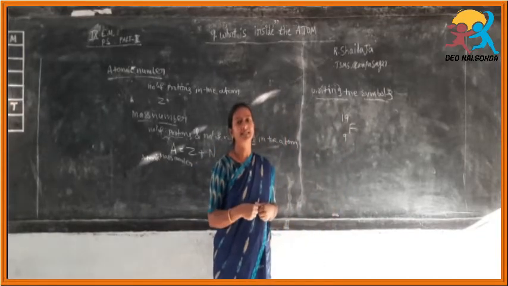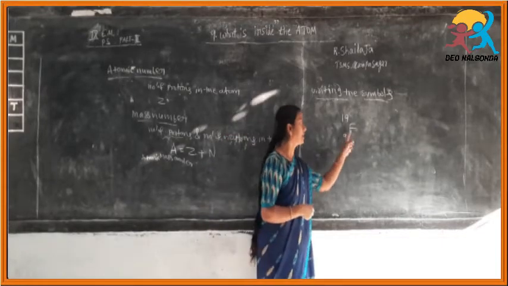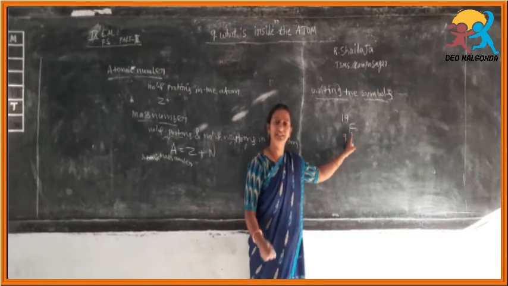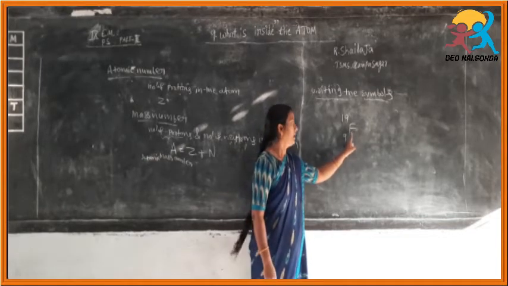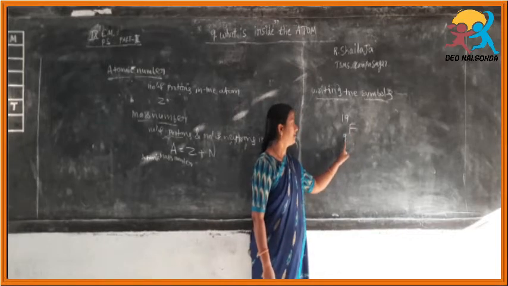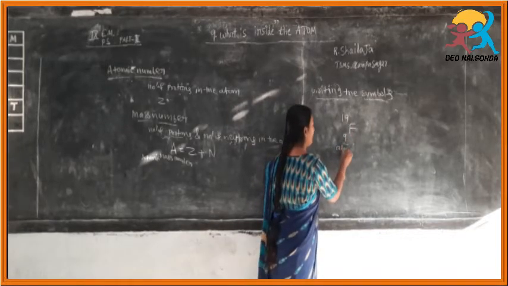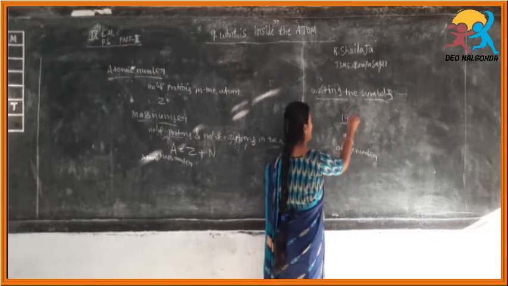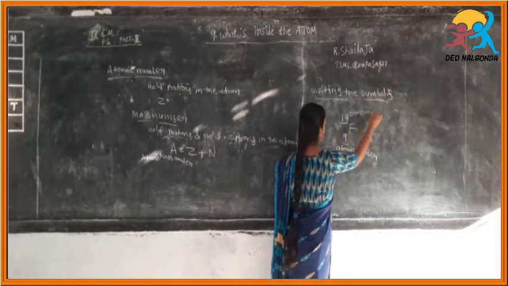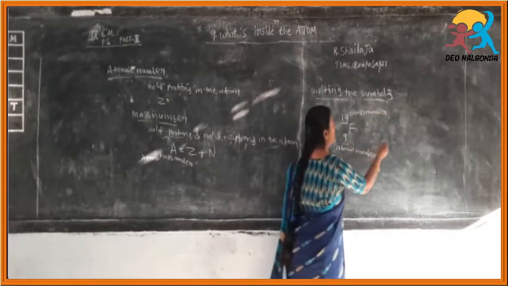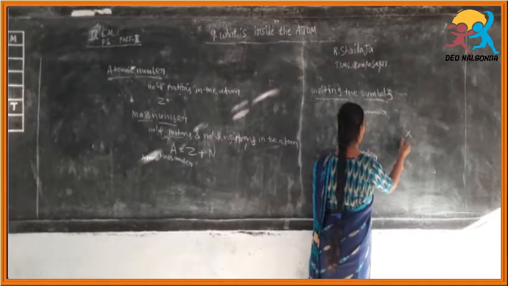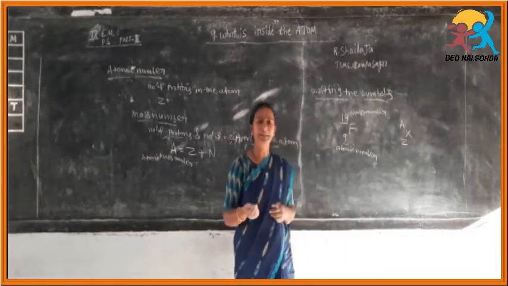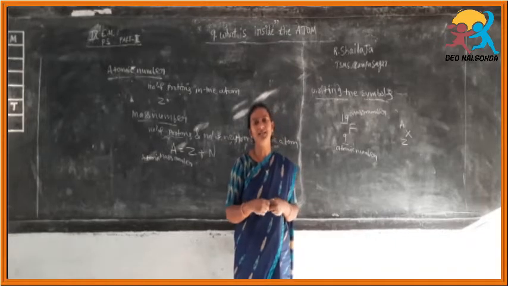How do we represent the symbols? Here is the symbol of an atom. What is this capital F? Capital F represents fluorine. It is the symbol of fluorine. And 9 is the atomic number, and 19 is the mass number. Okay, so here X is the symbol of the atom, Z is the atomic number, A is the mass number. So we can represent any symbol like this.